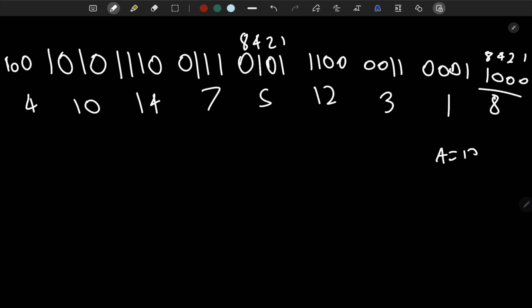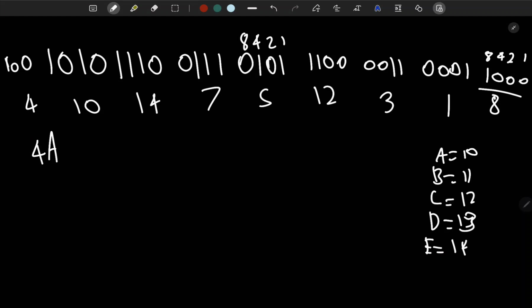Now let's quickly write the conversions because I don't remember it like this. So 12 is C, D is 13, E is gonna be 14. Yeah, okay, so 4 is gonna stay the same, 10 is A, 14 is E, 7 is just 7, 5 is just 5, 12 is here C, and then 3 is going to stay the same, 1 is going to stay the same, and 8 is going to stay the same.